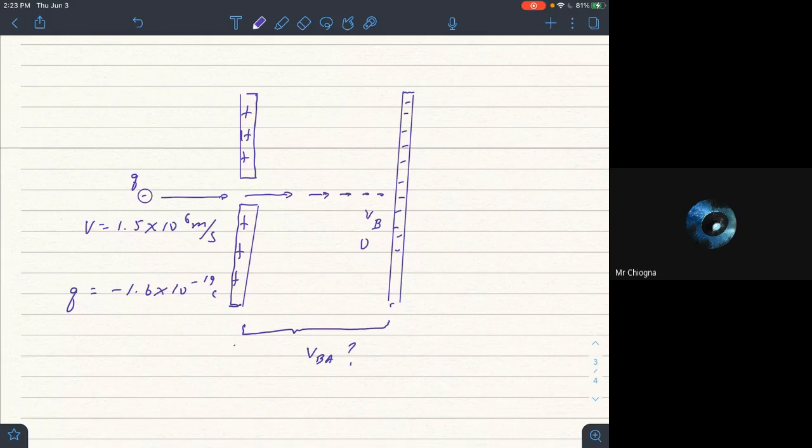On the test, do you have to assume it's an elementary charge, or will the question say if it's an elementary charge? It'll say what charge it is.